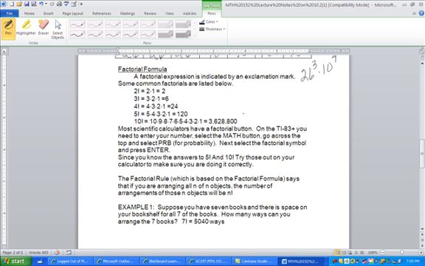And most scientific calculators do have a factorial button. On the TI-83 or 84, you can go to the math button, go across the top and select probability, and then select the factorial symbol and press enter. So what you would do on the TI-83 or 84 is enter a 5, for example, then choose math, probability, the factorial symbol, and then press enter.